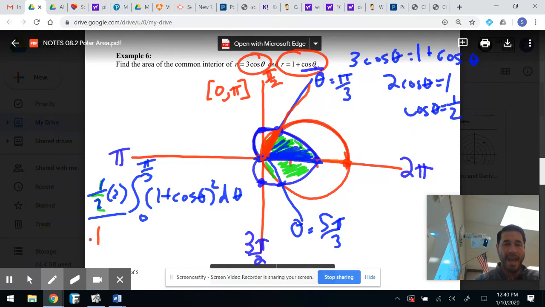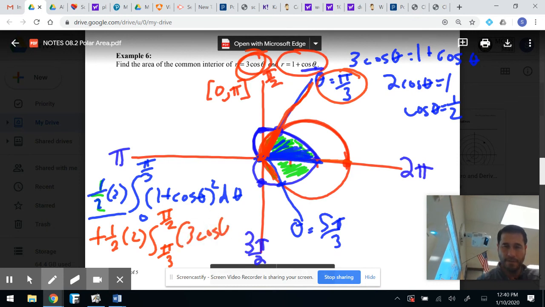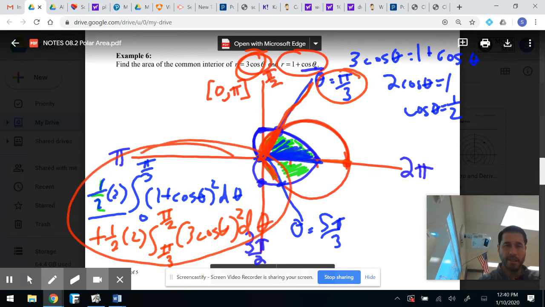Because the circle's not outside that. So this time I'm going to add some area. And believe it or not, it doubles up with this. So I'm going to 1/2, I'm going to double it up. And what does it double it up from? It doubles up from the radial, pi over 3, to when? When does that circle get back to the polar, right? When we graphed it, it was pi over 2. And then I'm going to use the circle, 3 cosine of theta squared d theta. All right, and then you plug all that into your calculator, and I get 3.927.